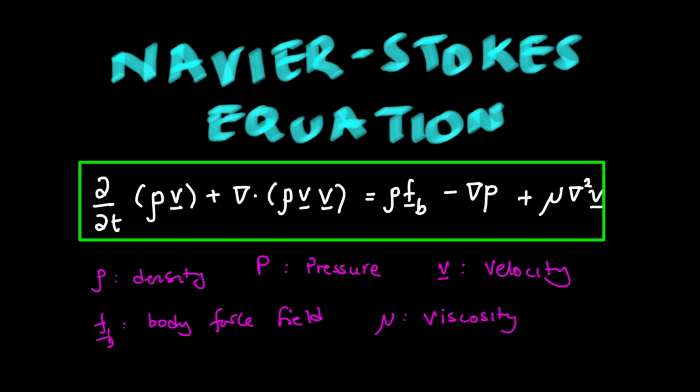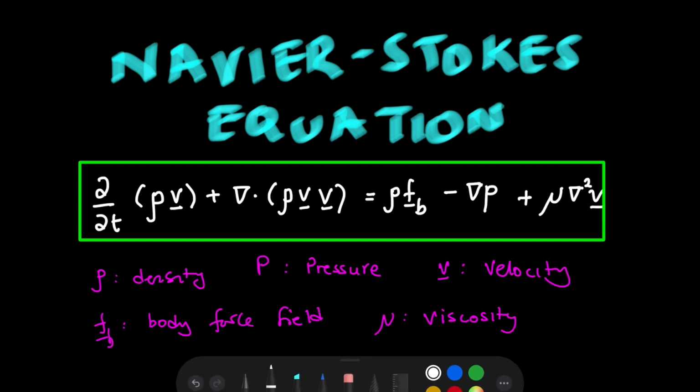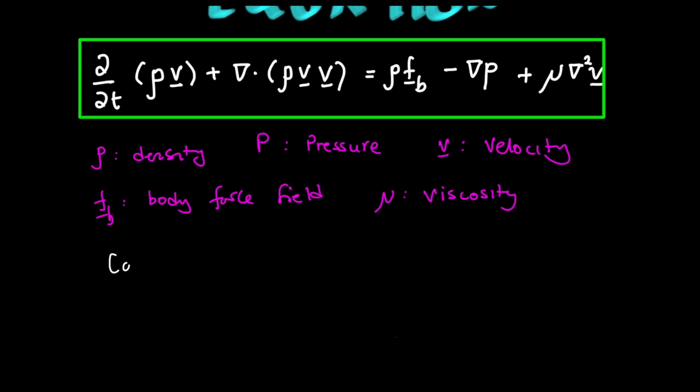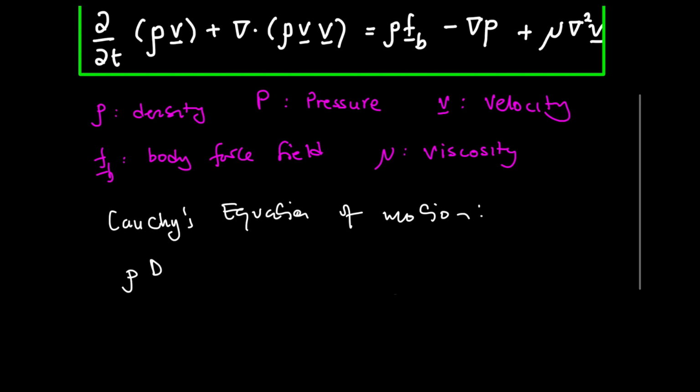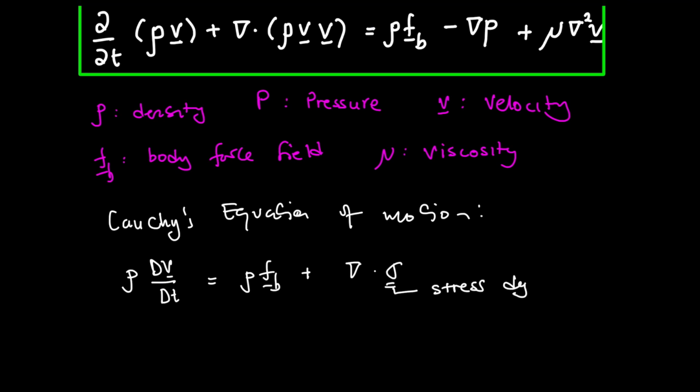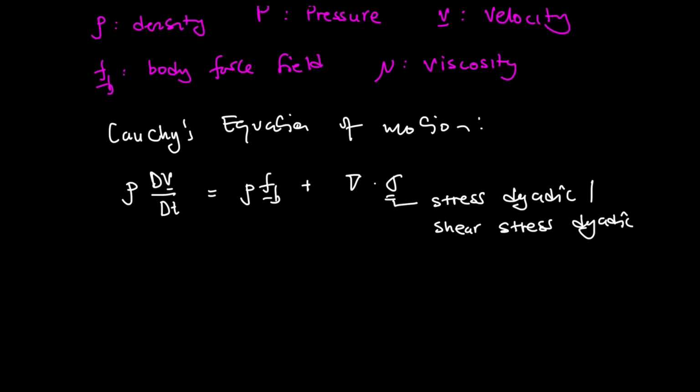Okay, to derive this equation, we are going to start from Cauchy's equation of motion and then move from there. So from Cauchy's equation of motion, we've got the density times the material derivative. This equals this over here, plus del dot the stress dyadic. So this over here is the stress dyadic, or you can just say the shear stress dyadic.